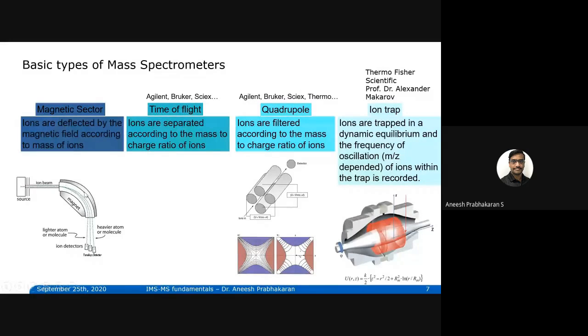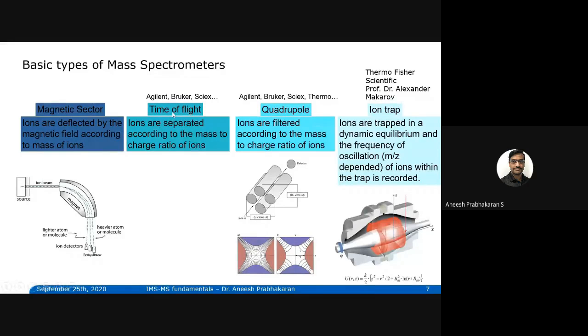Magnetic sector uses just a magnetic field to separate the ions. This is used mostly in the academic field, and it doesn't have much resolution, but still, for example, if you have carbon clusters you want to separate, you can use a magnetic sector mass spectrometer, because carbon clusters are not very complicated. If you have a protein or biological samples, they are way more complicated. Then you need a more accurate, more specific, higher resolving power mass spectrometer. In that case, you have to use more advanced mass spectrometers.